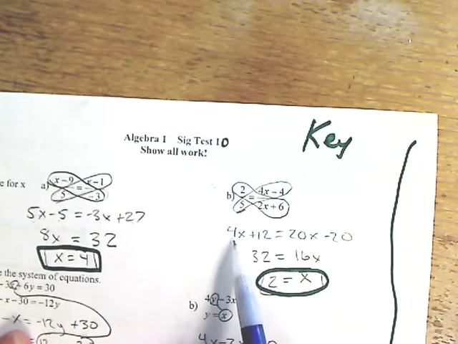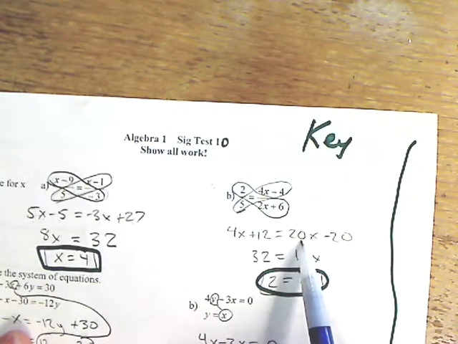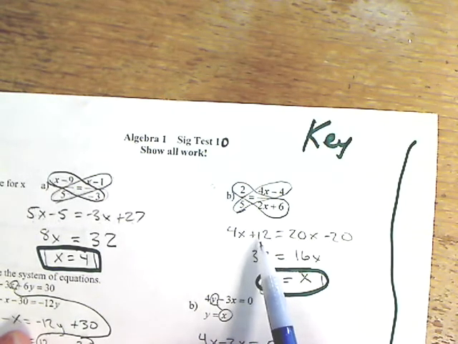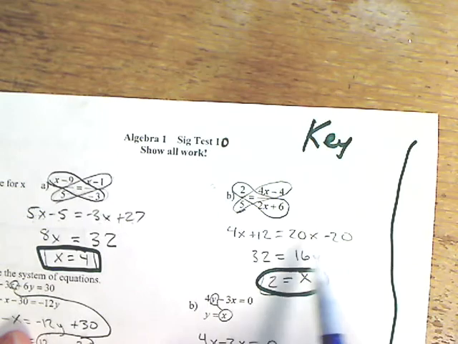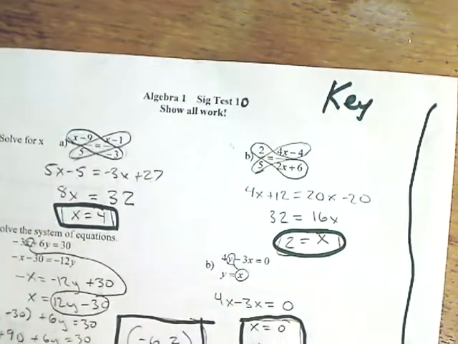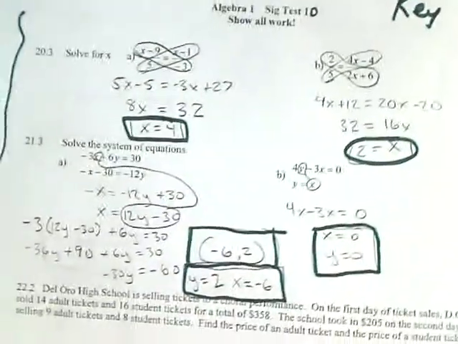All right. Subtract 4x from both sides. And then add 20 to both sides.